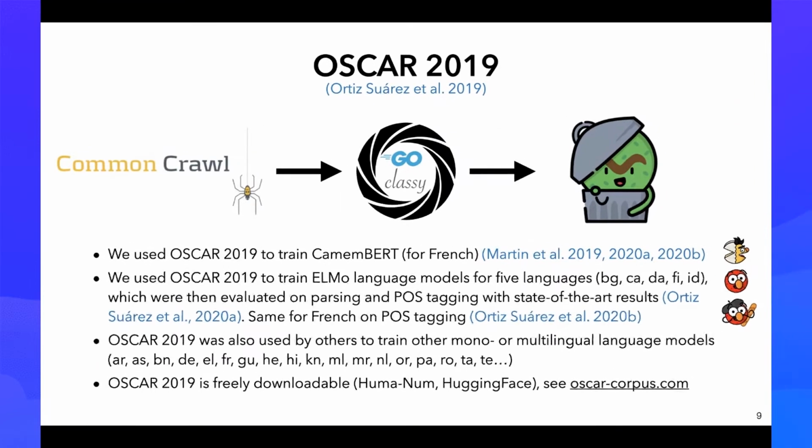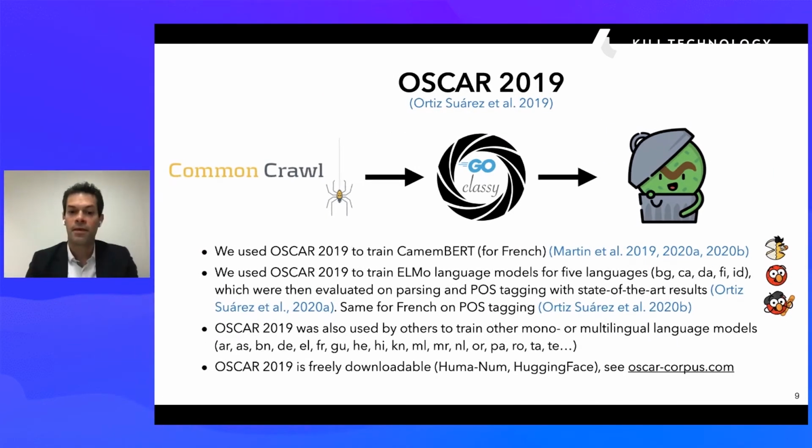We also trained an ELMo language model for French with state-of-the-art results as well on named entity recognition. OSCAR 2019 was also used by others to train several monolingual and multilingual language models. Here is a probably non-exhaustive list of languages for which models have been trained based on OSCAR 2019. And OSCAR 2019 is freely downloadable, both on the Humanum platform and via Hugging Face.